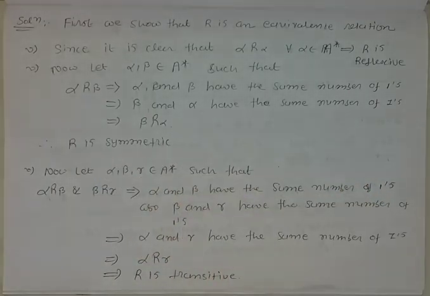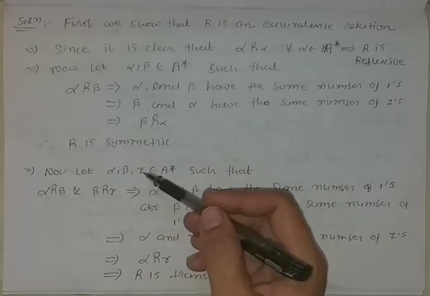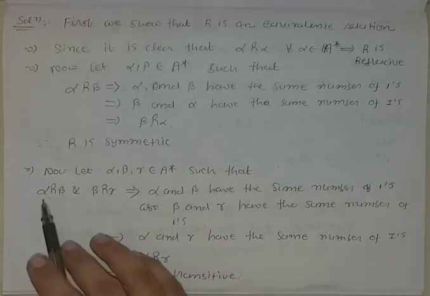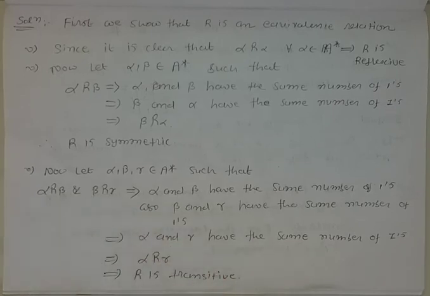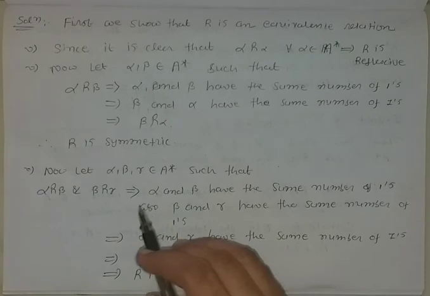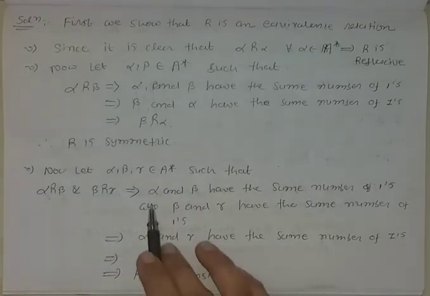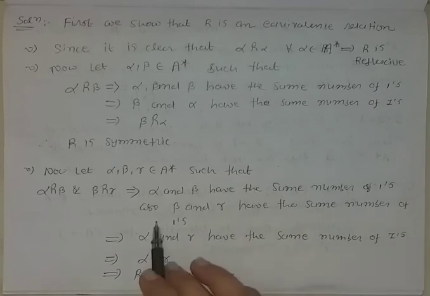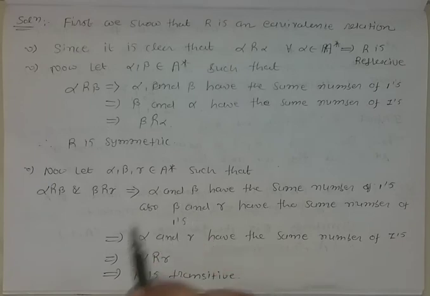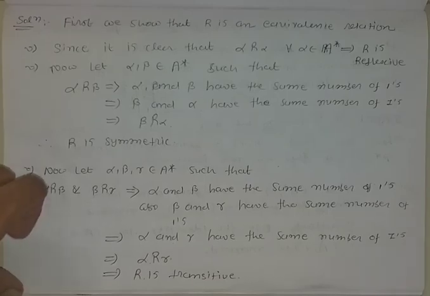So R is symmetric. Now consider three elements alpha, beta, gamma belonging to A star. Now alpha is related with beta and beta is related with gamma. This shows that alpha and beta have the same number of ones and beta and gamma have the same number of ones. Okay, so the number of ones in alpha and beta are the same and beta and gamma are the same. This shows that alpha and gamma have the same number of ones. This implies that alpha is related with gamma, so R is transitive. From all these three properties, R is an equivalence relation.